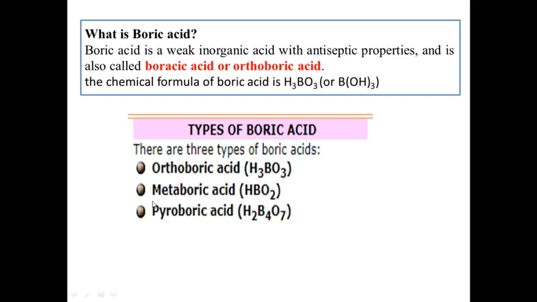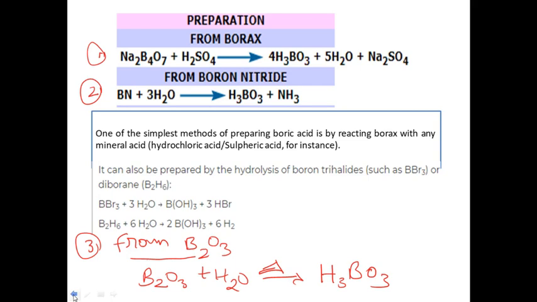Okay, right. So the next topic is boric acid. Right now we have discussed that when boron reacts with oxygen, we form boric oxide. We have just discussed how this is formed. Boron reacts with oxygen to form boron trioxide. When it reacts with water, we get boric acid, right?